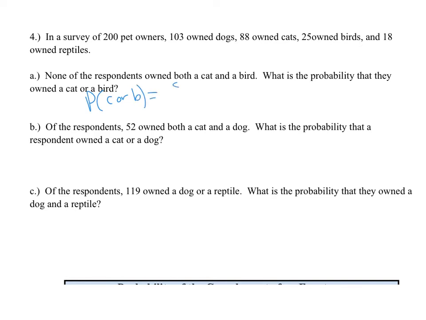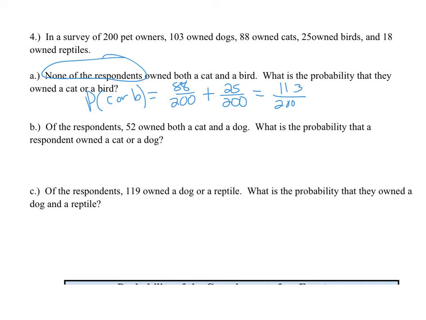Well, 88 owned cats, so 88 out of the 200, plus 25 out of the 200. And since they told us they're mutually exclusive, no one had both the cat and the bird. We don't have to subtract out any overlap. We just go ahead and add. So we'll get 113 over 200.